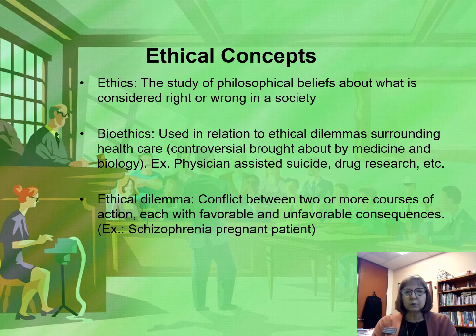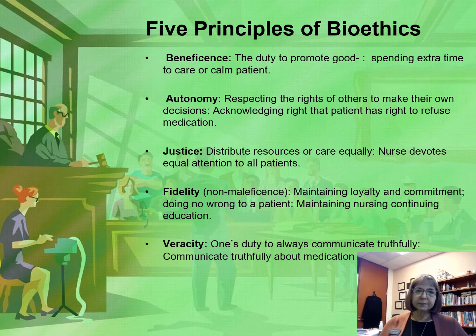And in drug research, for example, you're giving someone a drug that hasn't been tested and you don't know the outcome or result of it. So, what is going to happen to the person that's taking this medication that hasn't been studied? So, the ethical dilemmas of things of that nature. And maybe there's a conflict between two or more courses of action. For example, should a person who's diagnosed with schizophrenia become pregnant and have a baby? So these are just some ethical concepts that nurses are faced with every day.